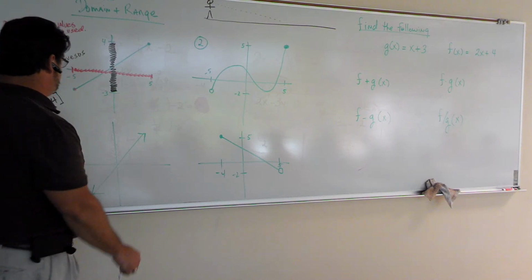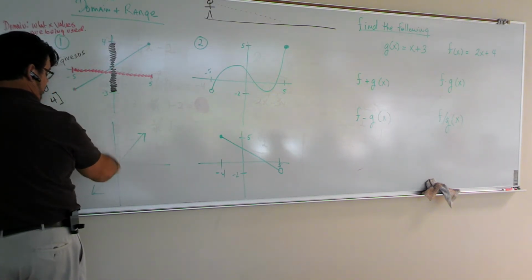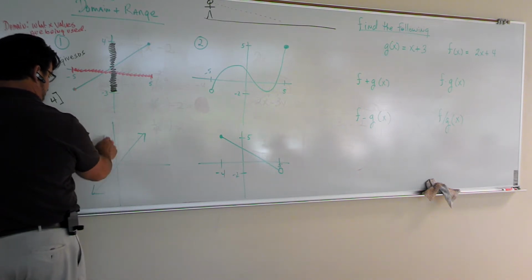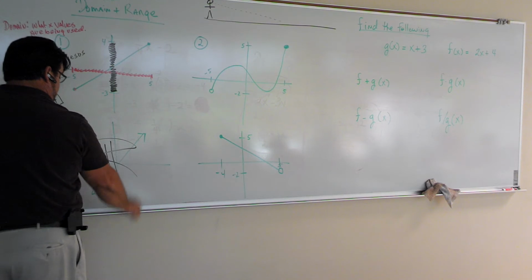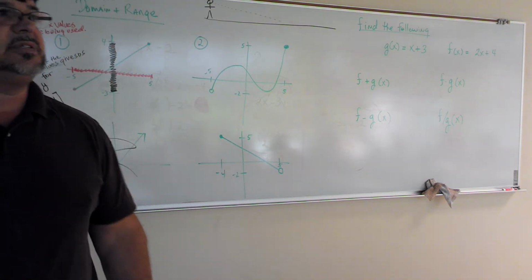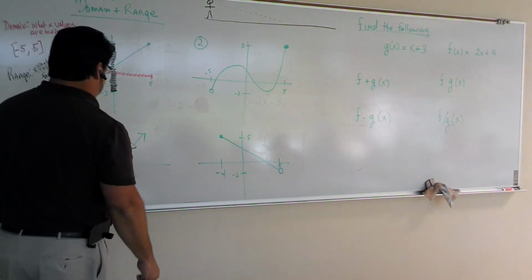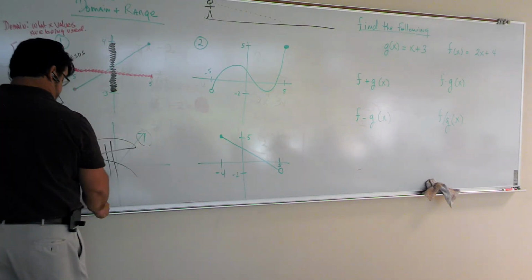All right, let's do this one. What about here? What's the domain and range for this one right here? Infinity. All what? Real numbers. All real numbers. Negative infinity to positive infinity, and negative infinity to positive infinity. Why? Because of the arrow.